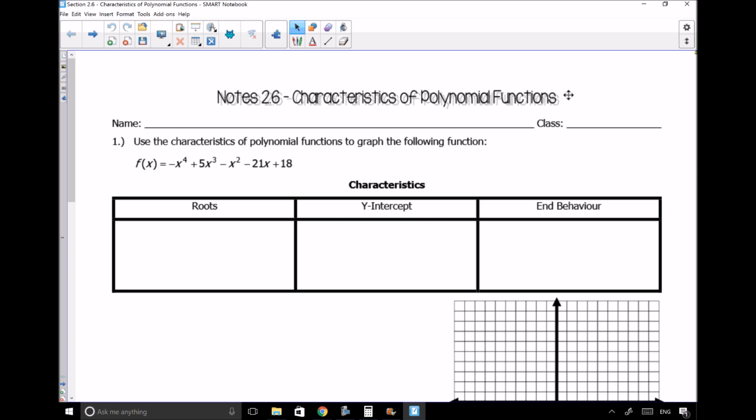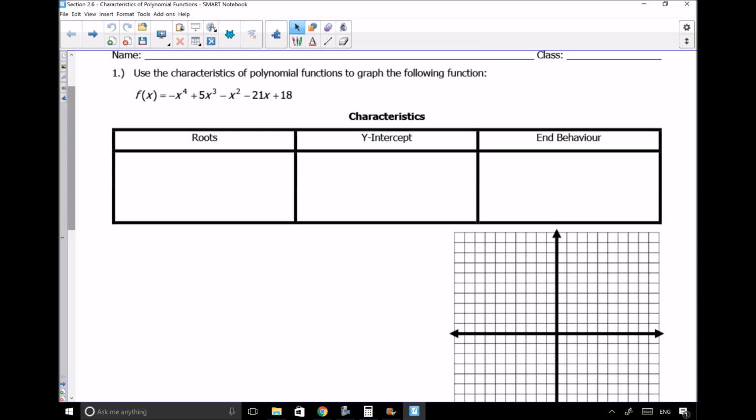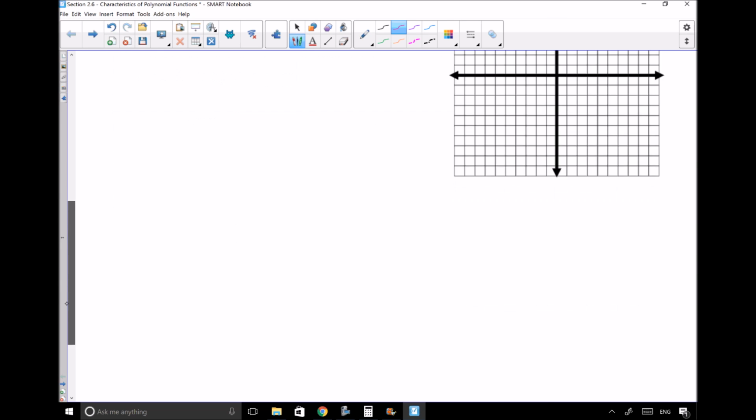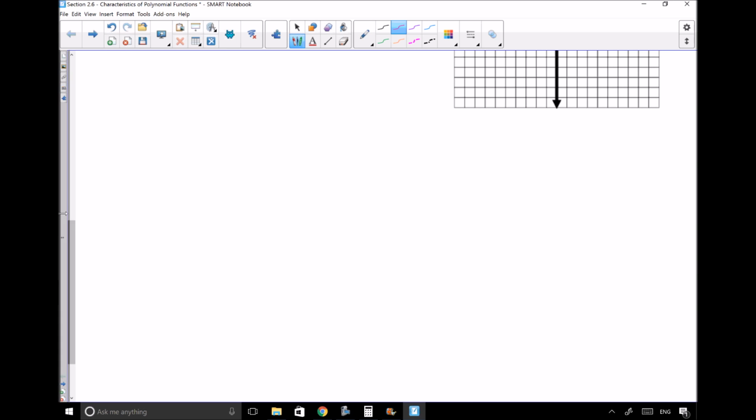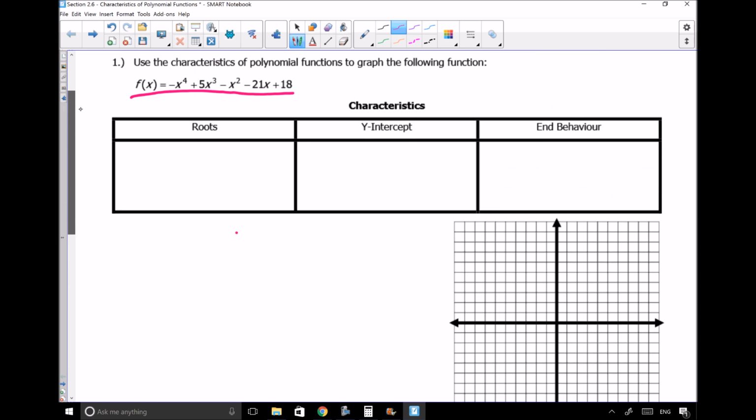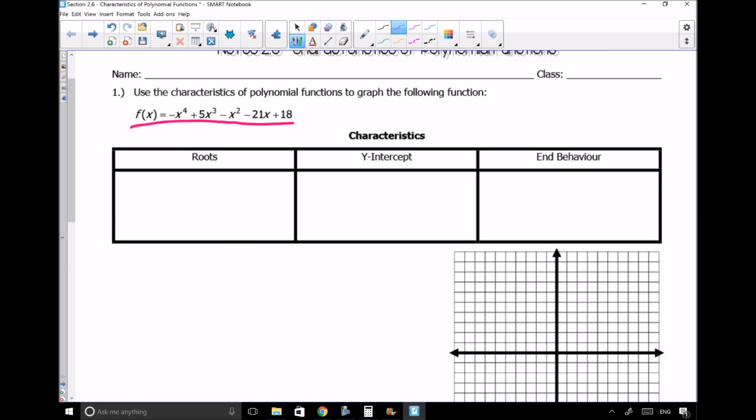It says, use the characteristics of polynomial functions to graph the following function. So right here, our function that we want to graph is y equals negative x to the power of 4 plus 5x cubed minus x squared minus 21x plus 18. We have a lot of room right here to do our work because we have quite a bit of work in order to be able to graph this out. Since it's not quadratic, it's a lot more extensive than what we would do with a quadratic function, okay?